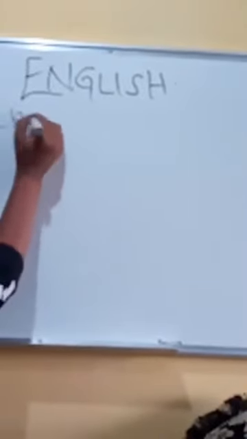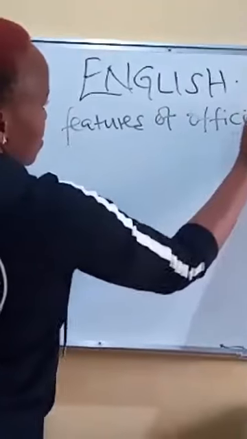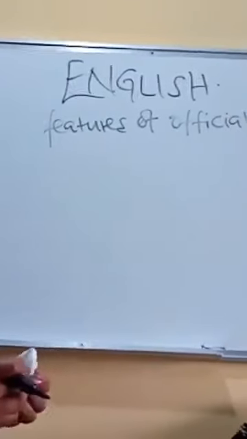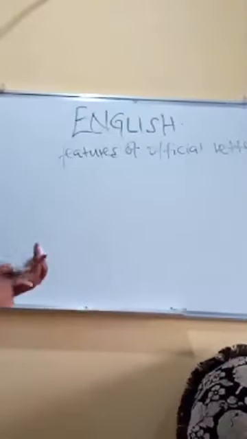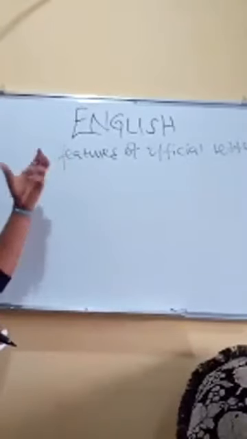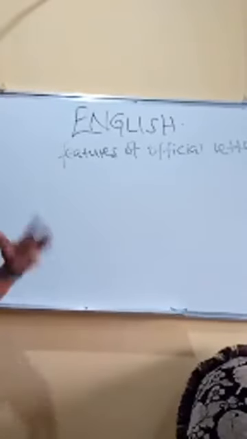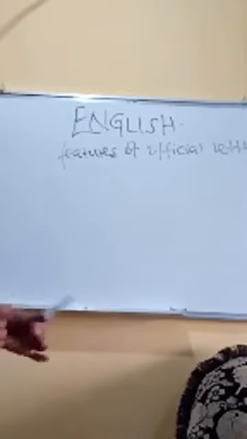So let's look at the characteristics or the features. Let's just call them features of official letters. Now, these features, as I said, that we have different business letters. That means that we have different official letters. We can have a letter of inquiry, a letter of request, a recommendation letter. We can have an application letter. So the features that we're going to look at, they cut across all the letters. They cut across all these letters. So that means that when you're writing any of the official letters, you make sure that you stick to those features. Let's look at them and make sure that you follow up.